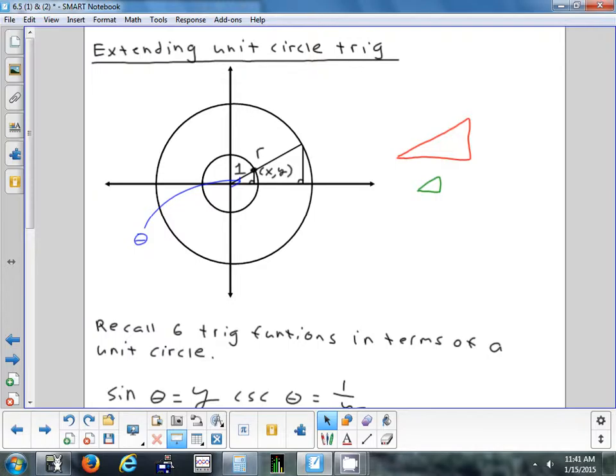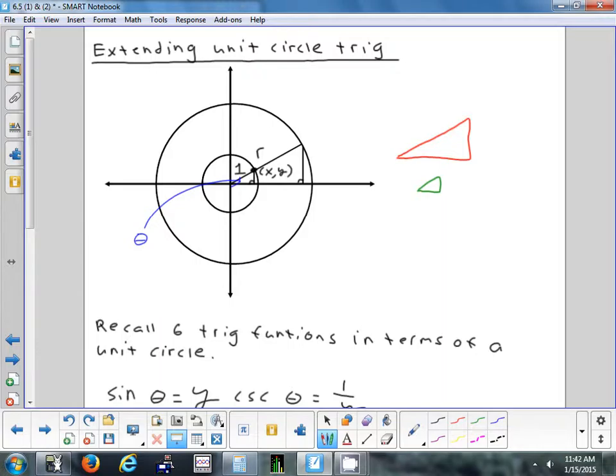Yeah, are they proportional? They're proportional. And what does that mean? If they're proportional, then they're similar. And we learned yesterday that if you have similar triangles, the trig functions in them are the same. The size of the triangle doesn't affect the answer at all.